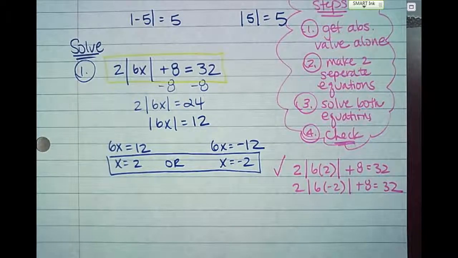You got them? Now mathematically think about it. 6 times 2 is 12. 12 times 2 is 24 plus 8 is 32. Very good. Now go the other one. 6 times negative 2 is negative 12, but it says absolute value. So we're going to say positive 12 times 2 is 24 plus 8 is 32. Very good. Right? So those are your two answers. Let's try another one.